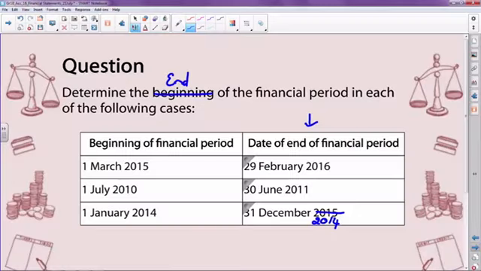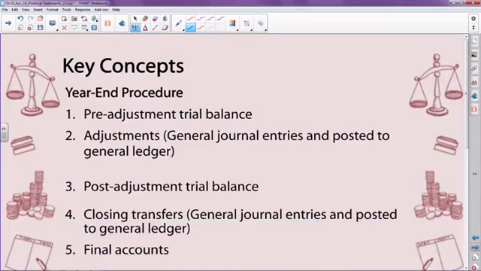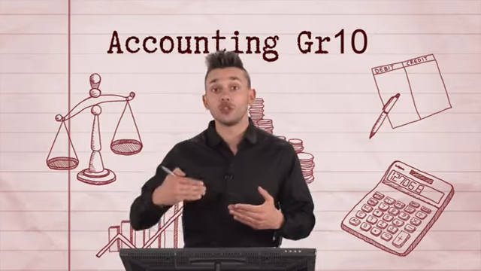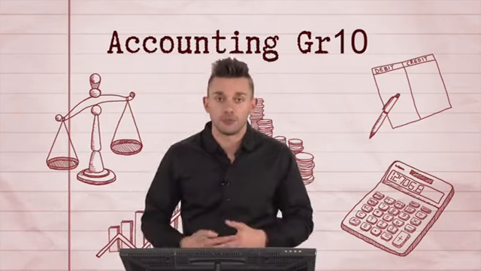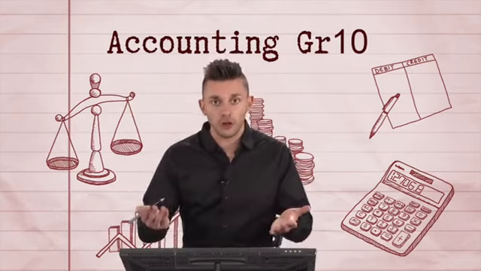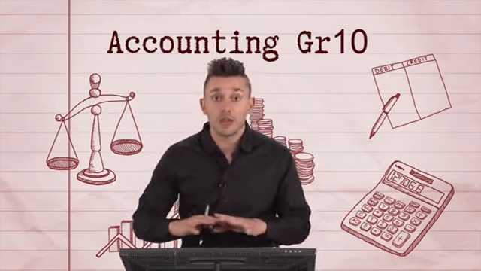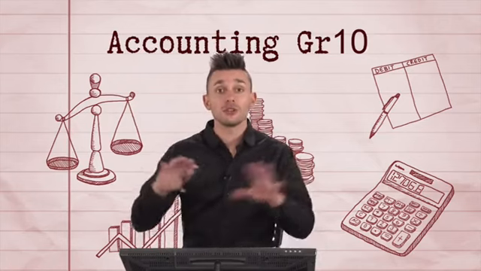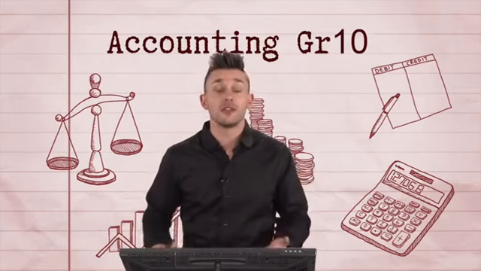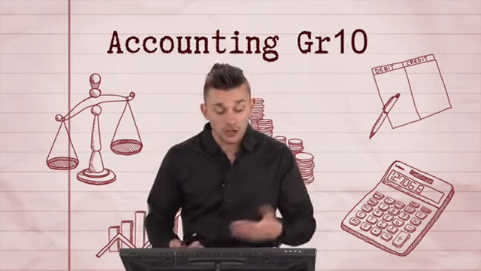Let's continue. Again, very important. The year process. Let's look at the year process. So what do I need to do before I get to the statements? Now, if you don't know this, you need to get this correct. You need to go and study it, because if you don't know the process, you don't know where to fit everything into the final year process. So let's look at it.